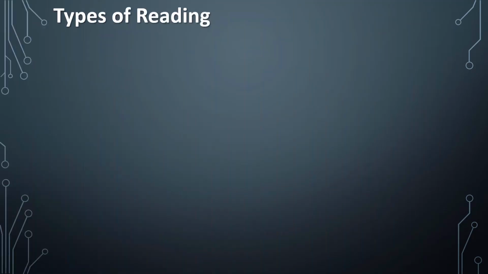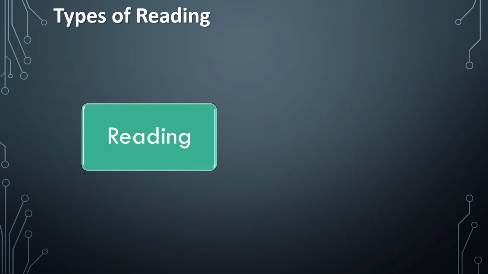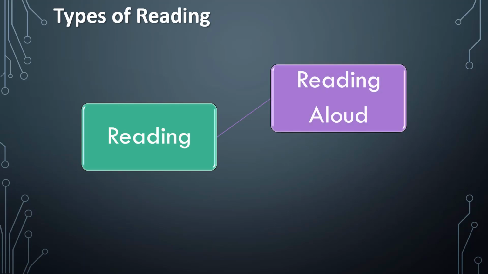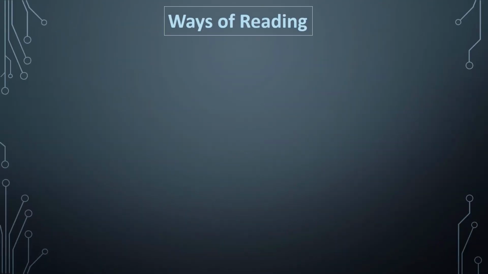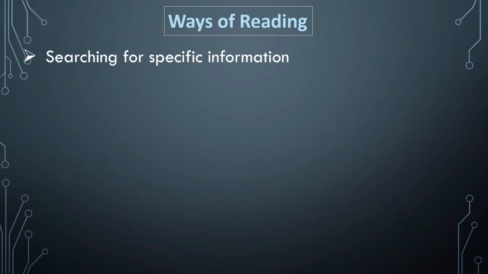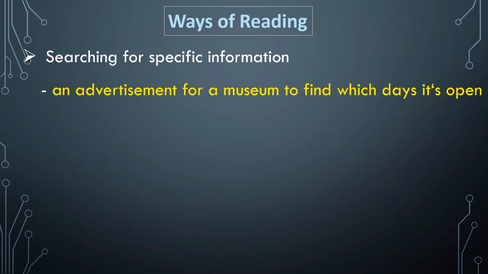Types of reading. There are two types of reading. One is reading aloud and another one is silent reading. Ways of reading. Searching for specific information. For example, we can read an advertisement for a museum to find which days it's open.